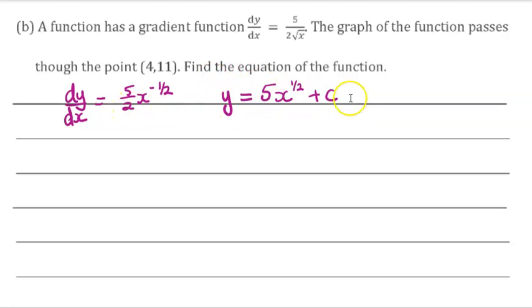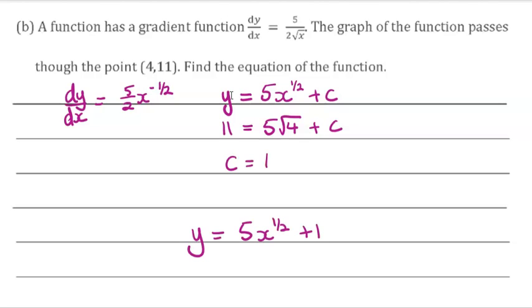Now for this one, we're going to work out the value of that c because we can substitute in the values of 4 and 11. So when x is 4, y is 11. So we substitute that in and work out that c must be 1. So we can write our y equation with the c correctly filled in just here.